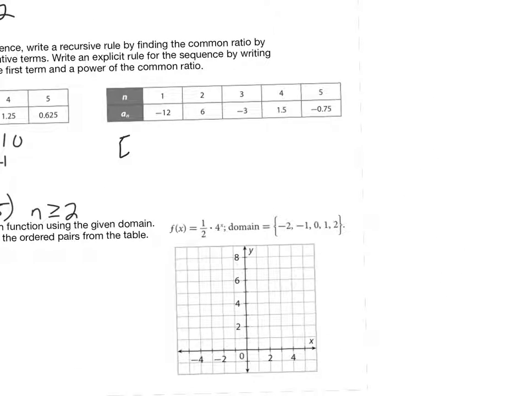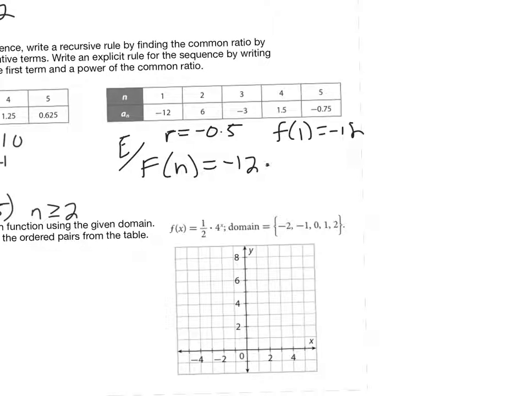Explicit. So first, what is our common ratio? It looks like we are multiplying once again by 0.5, but this time it's negative 0.5. So our common ratio would be negative 0.5. And our first term is going to be negative 12. So for explicit, it's going to be f of n equals your first term, which is negative 12, times your common ratio, negative 0.5, raised to the n minus 1 power. That's all you would have to do with these kind of problems.